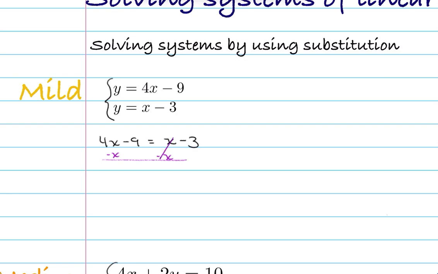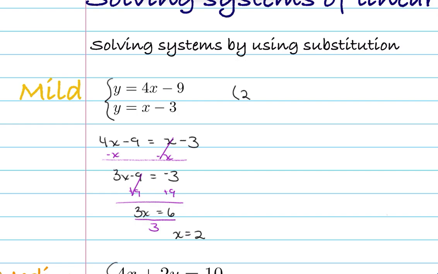So now I have 3x minus 9 equals negative 3. Adding 9 to both sides. So I get 3x equals 6. Divide both sides by 3, and my x equals 2. So that's my x value. But remember, if you are graphing these things, there's going to be an x and a y coordinate because it's a point. So we have our x value, it's a 2, but now we need to find our y value.